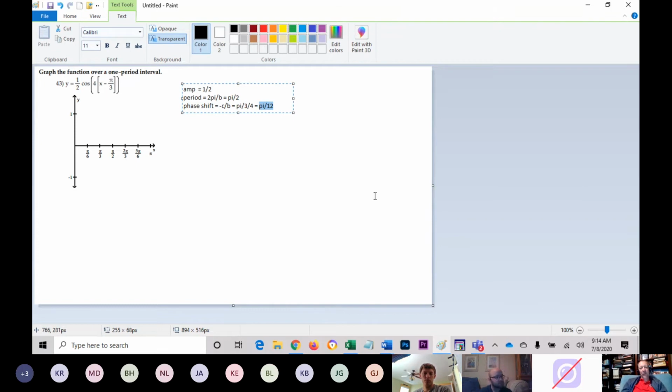Okay, gotcha. So we're going to shift this. So let's talk about that. Does it shift right or left pi twelfths? To the right. It shifts to the right, pi twelfths. Okay, so pi twelfths to the right. So essentially, as we're doing this, we're going to shift it, so this is pi sixths, so it's going to be halfway in between there. So we're going to start high. We're going to start at the 1/2.